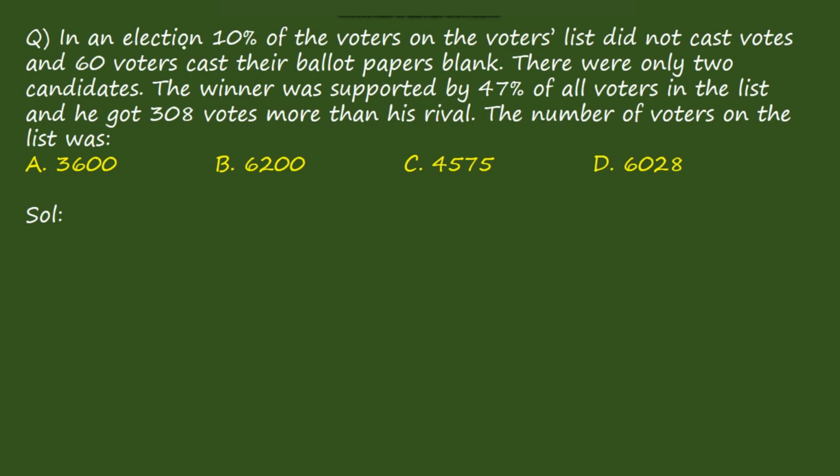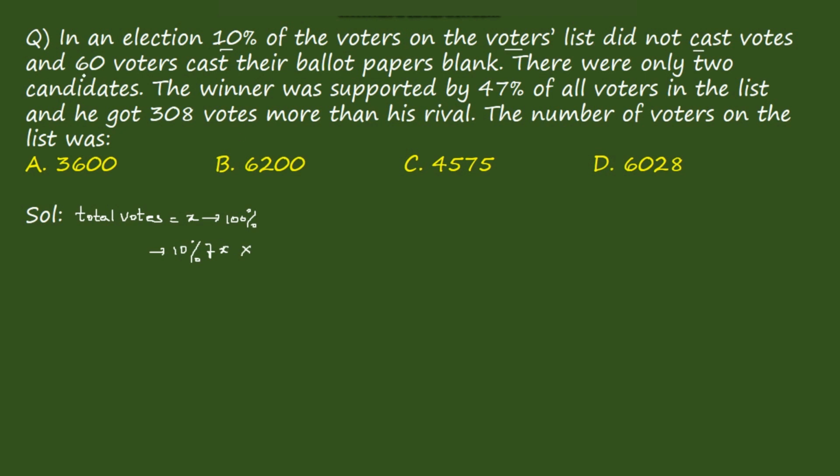They're saying that in the election, 10% of the voters on the voter list did not cast their vote. That means we first consider the total votes. The total number of votes is x, which is 100%. They are saying 10% of x did not vote.